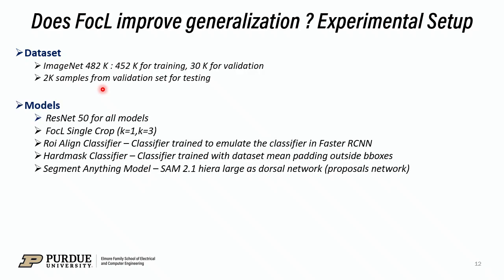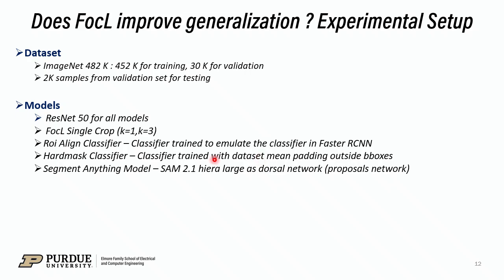The models that we use in this setup, along with the standard ResNet, are two different versions of FocL with k equal to 1 and 3. We have additional baselines here. One is a ROI align classifier, which is essentially the classifier of a two-stage Faster RCNN network, and it's trained on feature pooling. Hard mask is another classifier, which is trained with the data set mean padding outside the bounding box at scale. So we use the entire image and just mean pad outside the bounding box, and then we apply the augmentations.